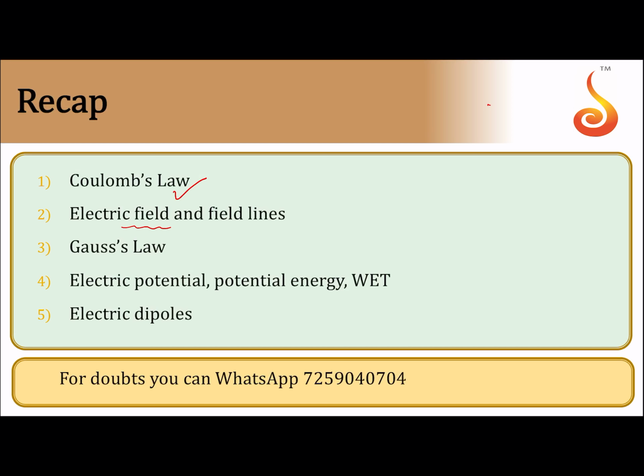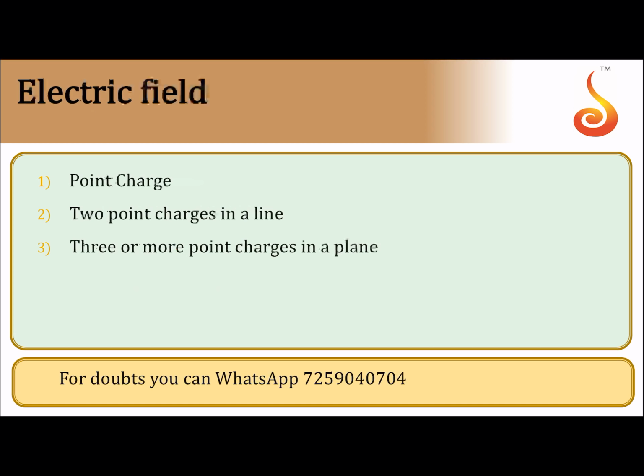So we'll be going to electric field. If I look at electric field, there also you have basically 3 categories. Electric field due to a point charge, which Balu sir has already covered. Electric field due to 2 point charges in a line. And then electric field when you have 3 or more point charges in a plane. So you have point charges placed on the corners of a triangle, on the corners of a square, on the corners of a hexagon. In all these kinds of situations, how do you find out the resultant or the net electric field at any given point?